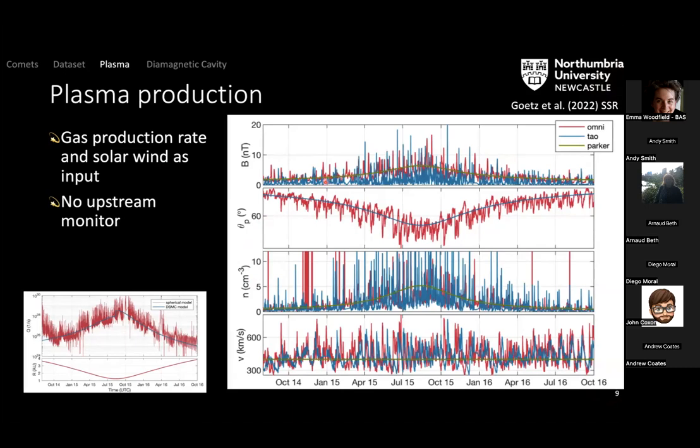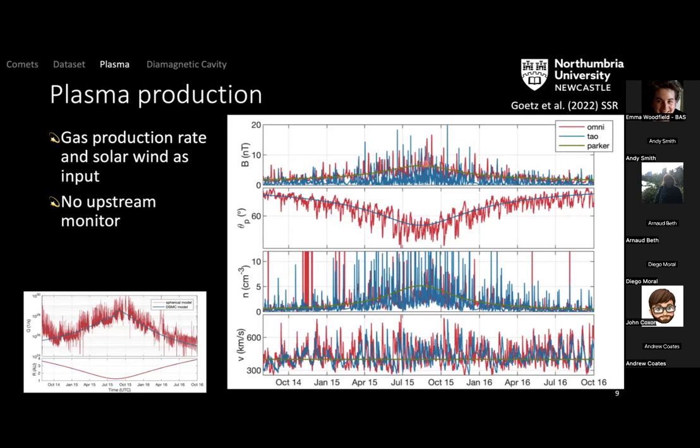So unfortunately, there's no upstream monitor for Rosetta, so we have to resort to models and kind of guessing. And this figure gives you an overview of roughly what the solar wind parameters will look like. You shouldn't believe in this too much, but sometimes it's very good to have.